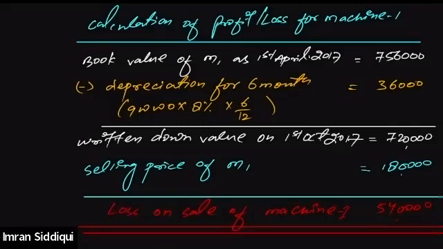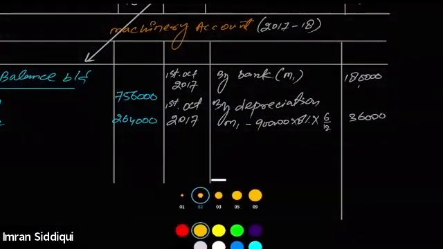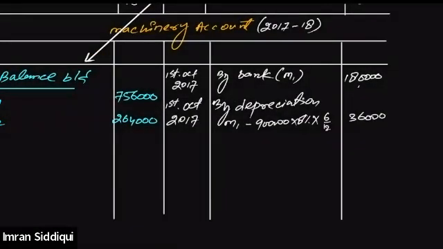Yes or no? And since this is a loss on machine 1, we will write this in the machinery account by the name of P&L. So on 1st of October only, by profit and loss account. This indicates there is a loss of 5,40,000 on machine 1. I hope this is clear, everybody. Is that clear, all of you? After selling machine 1 for rupees 1,80,000, there is a loss of 5,40,000.